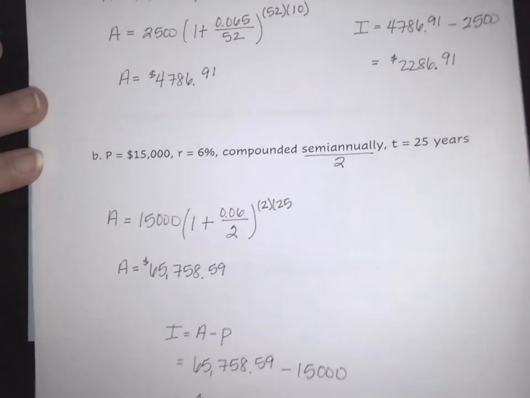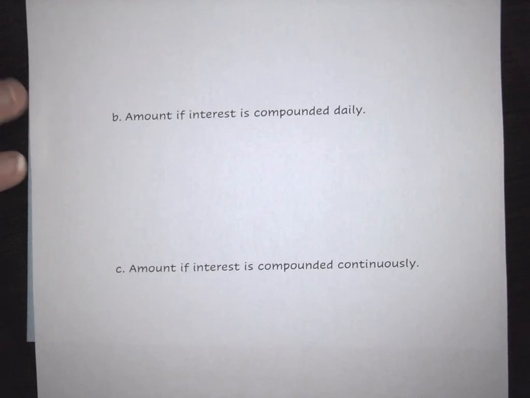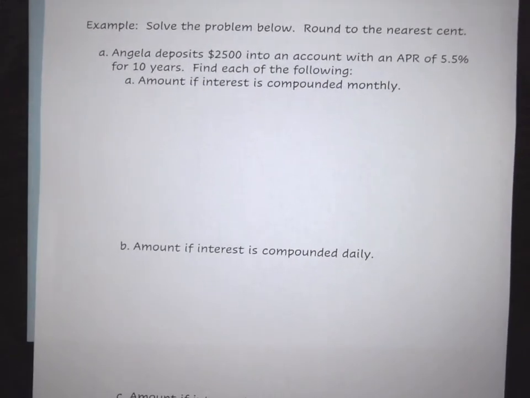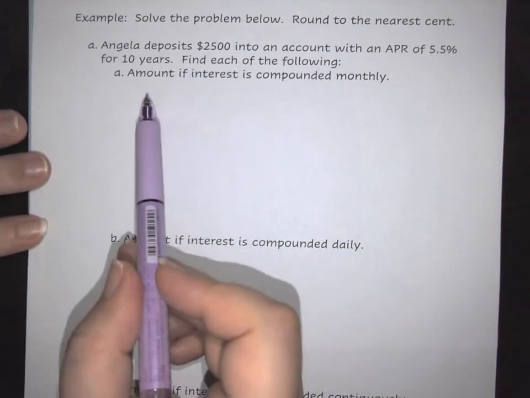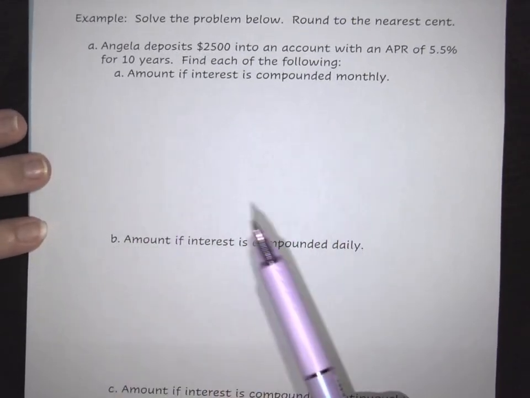Okay, now let's just take a look at one more example here. Angela deposits $2,500 into an account with an APR of 5.5% for 10 years. And we want to find each of the following. First, we want to find the amount if you're compounding monthly.